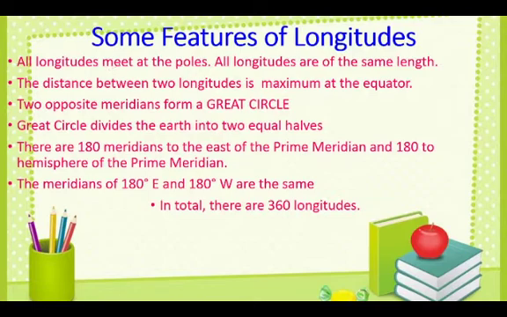Now we are going to see some features of longitudes. The first one: all longitudes meet at the poles. So all longitudes are the same length. The distance between two longitudes is maximum at the equator.